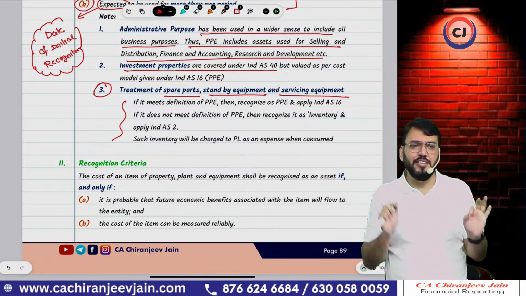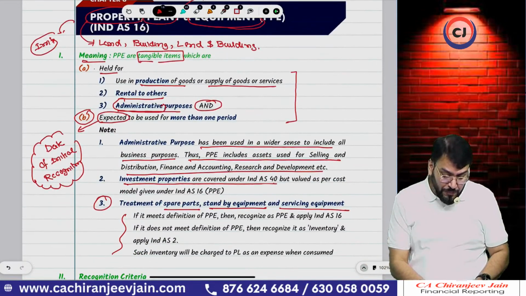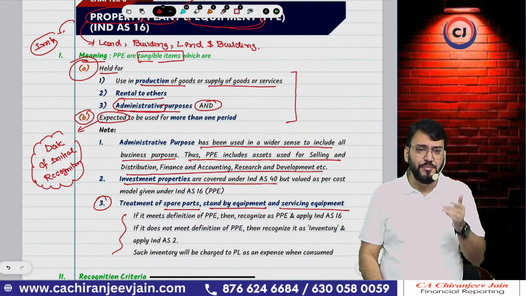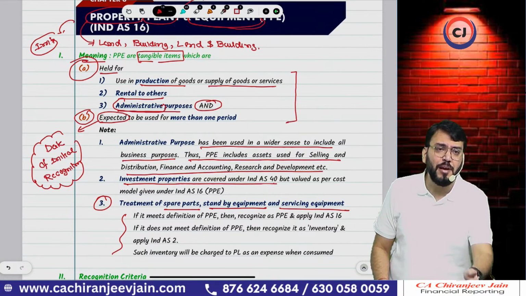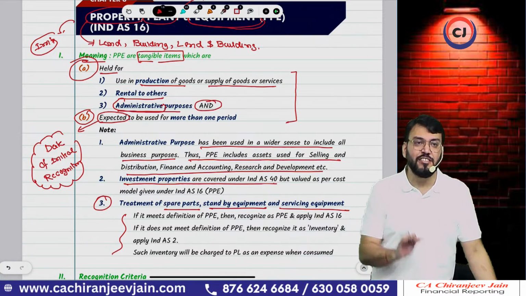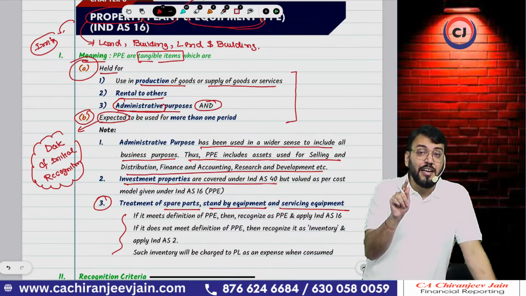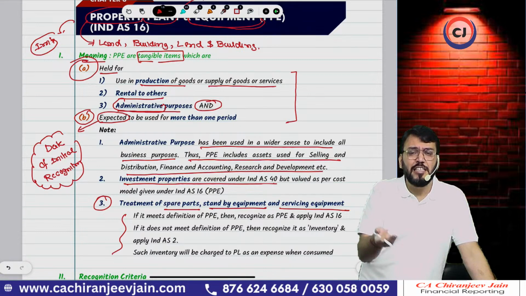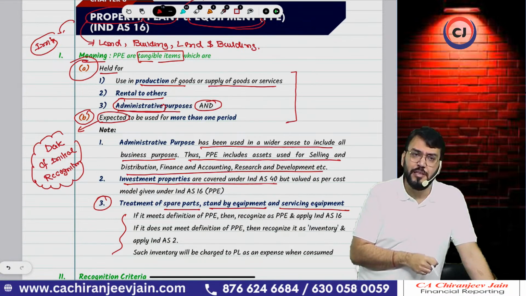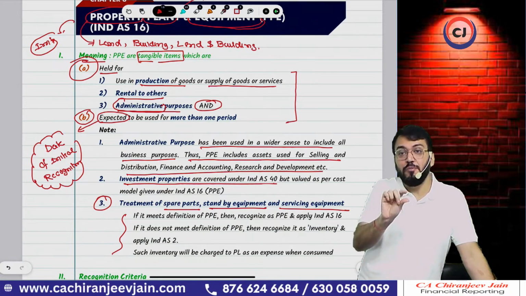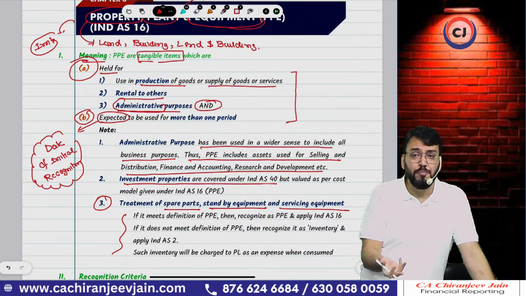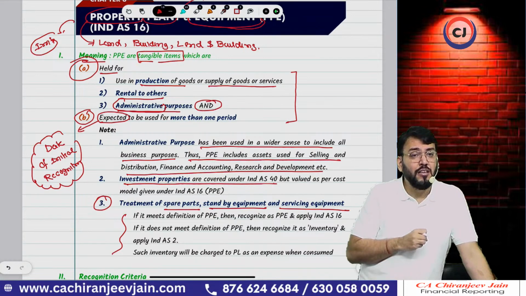If you see these two conditions, the first condition will always be satisfied for all equipment, whether it is a spare part, standby equipment or servicing equipment. Only the second condition may or may not be satisfied, and normally this is for spare parts. Spare parts may not be expected to be used for more than one accounting period. It can be the same for loose tools or servicing equipment. There are many servicing equipment whose life may not be more than one year.